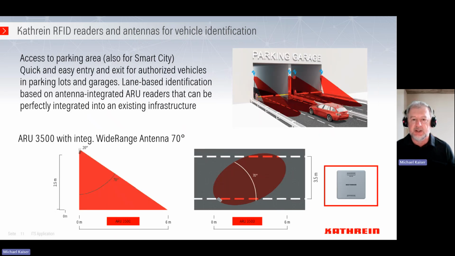A typical scenario for vehicle identification is parking garages, either a public parking ground or a company parking ground, where we have the option to be very fast and very easy to handle. In this case, we have our ARU reader, which I showed before. This means we have the reader and the antenna in one unit, a 70-degree antenna. The footprint of the antenna is the same as you've seen before with the 70-degree antenna, because it's the same antenna, integrated. We have the same mounting options, but the reader unit is combined.